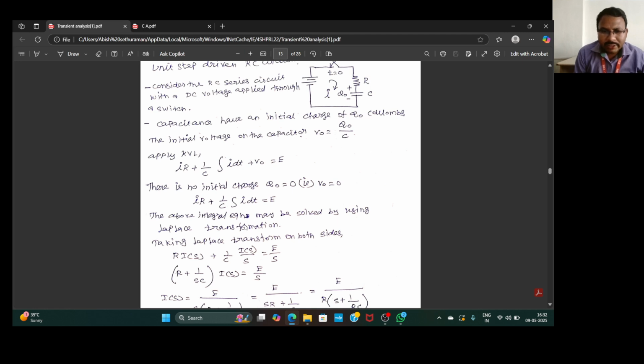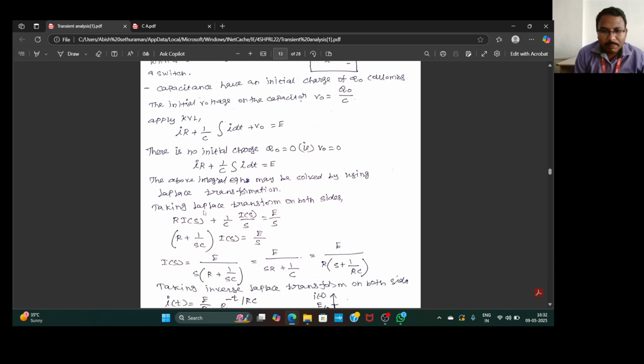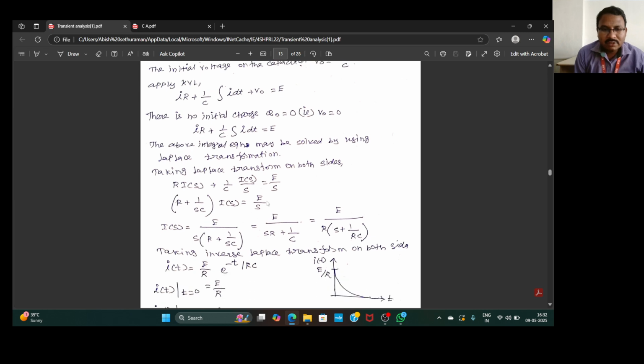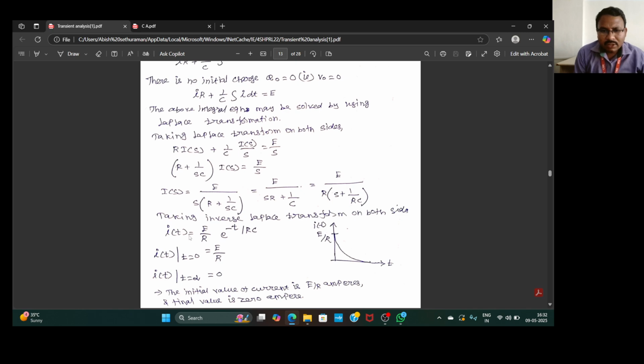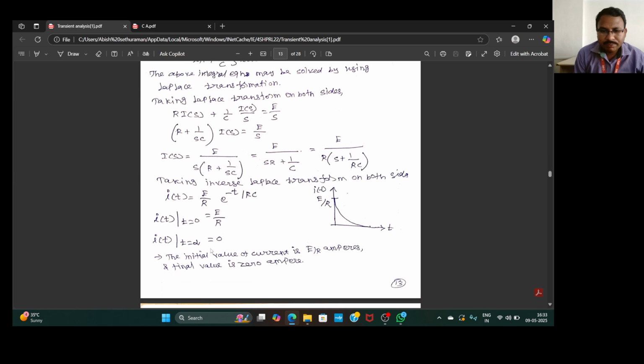The above integral equation may be solved by using Laplace transform. So the next step is the Laplace transform. Taking both sides, R into I of S plus 1 by C into I of S divided by S equals E divided by S. Then after simplification, taking I of S and its inverse Laplace transform, I of t equals E divided by R into e power minus t divided by RC.